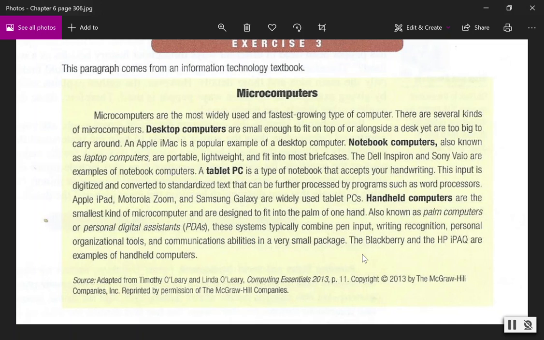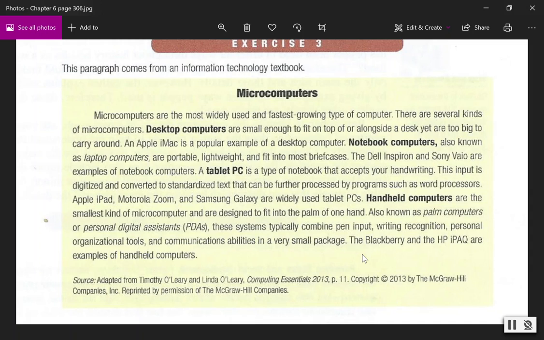Notebook computers, also known as laptop computers, are portable, lightweight, and fit into most briefcases. The Dell Inspiron and Sony Vaio are examples of notebook computers. A tablet PC is a type of notebook that accepts your handwriting. This input is digitized and converted to standardized text that can be further processed by programs such as word processors. Apple iPad, Motorola Xoom, and Samsung Galaxy are widely used tablet PCs.